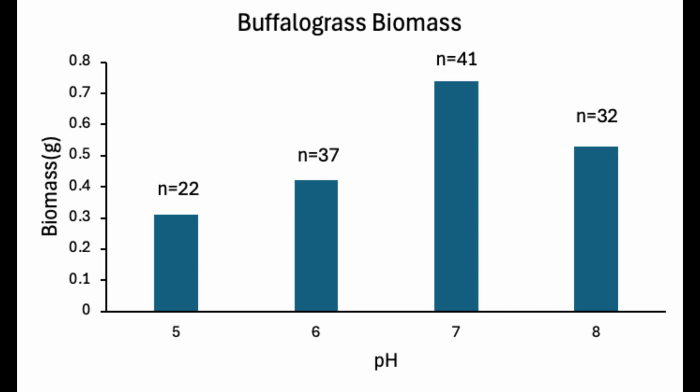Here's our data showing combined biomass across all trials. pH 7 had the largest biomass at 0.74 grams, followed by pH 8 at 0.53 grams, showing the most successful growth in the neutral to alkaline pH groups compared to the acidic conditions. Sample size represents the number of seeds that germinated per pH level.